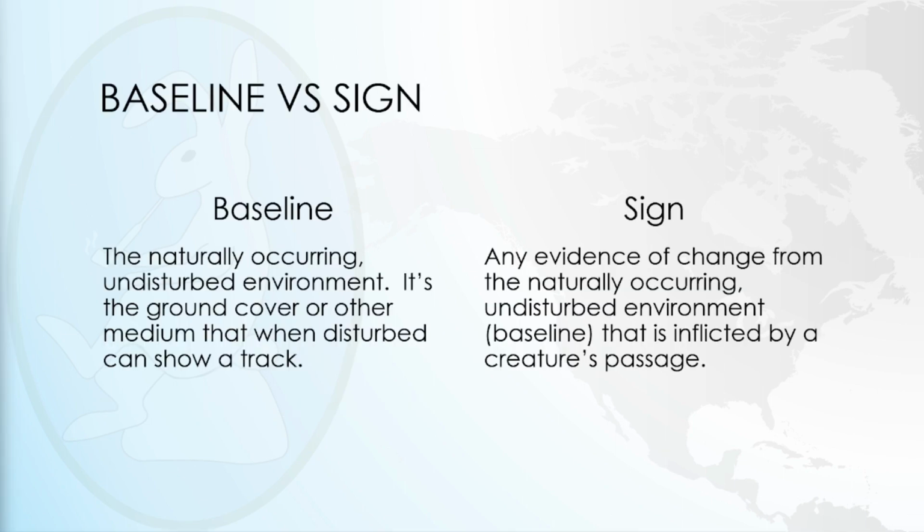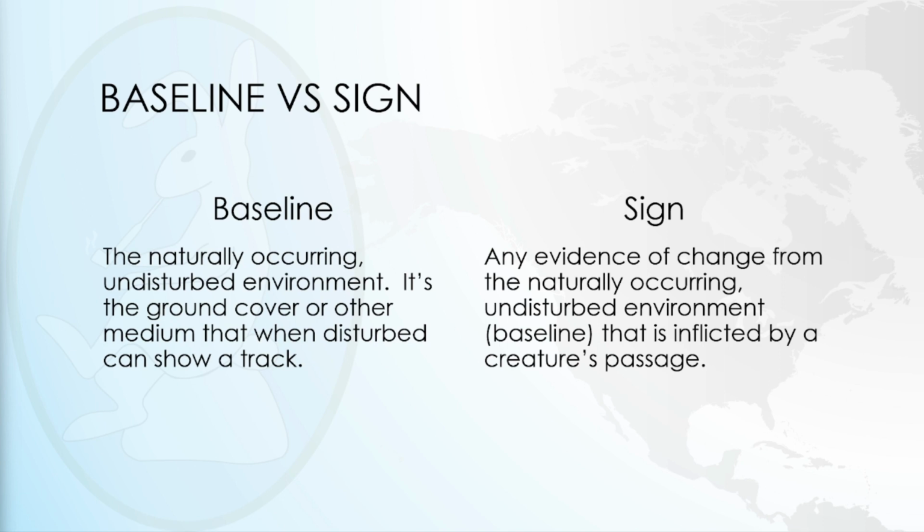The most fundamental concept of tracking to understand is the relationship between sign and another crucial term, baseline. Whenever we say sign, we're talking about any evidence of change from the naturally occurring undisturbed environment, which we call the baseline, that is inflicted by a creature's passage. And again, a baseline is the naturally occurring undisturbed environment. It's the ground cover or other medium that, when disturbed, can show a track. This is very fundamental, and we need to understand this relationship.